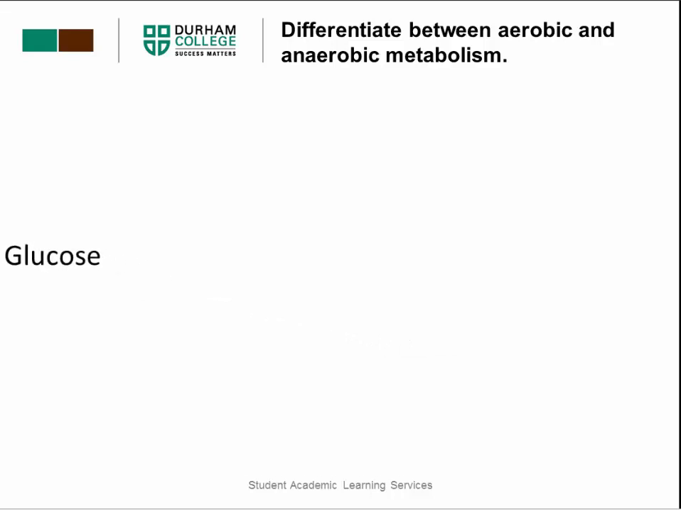So now let's differentiate between aerobic and anaerobic metabolism by looking at a molecule of glucose that would be used within our body in order to make energy. One key thing to remember is that glucose is a 6-carbon molecule. That 6-carbon molecule will go through a series of reactions that occur within the cytoplasm portion of our cells. Those reactions collectively are called glycolysis.